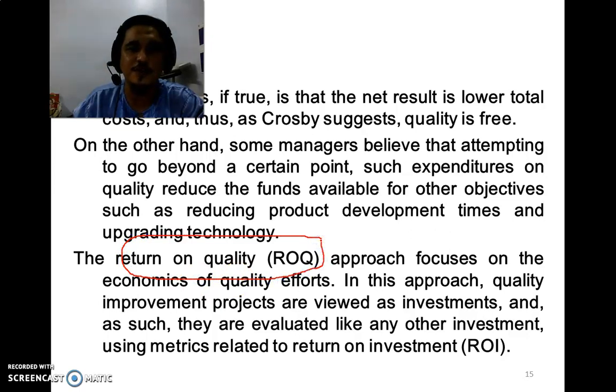The ROQ approach focuses on the economic quality effort. In this approach, quality improvement projects are viewed as an investment. Quality improvement programs are considered as investments, and they are evaluated like other investment metrics related to ROI. So what I can say here is, we need to ensure our staff attend the training to improve their skills, to certify at some level, for example Six Sigma Green Belt, Black Belt, Lean Six Sigma, and so on.